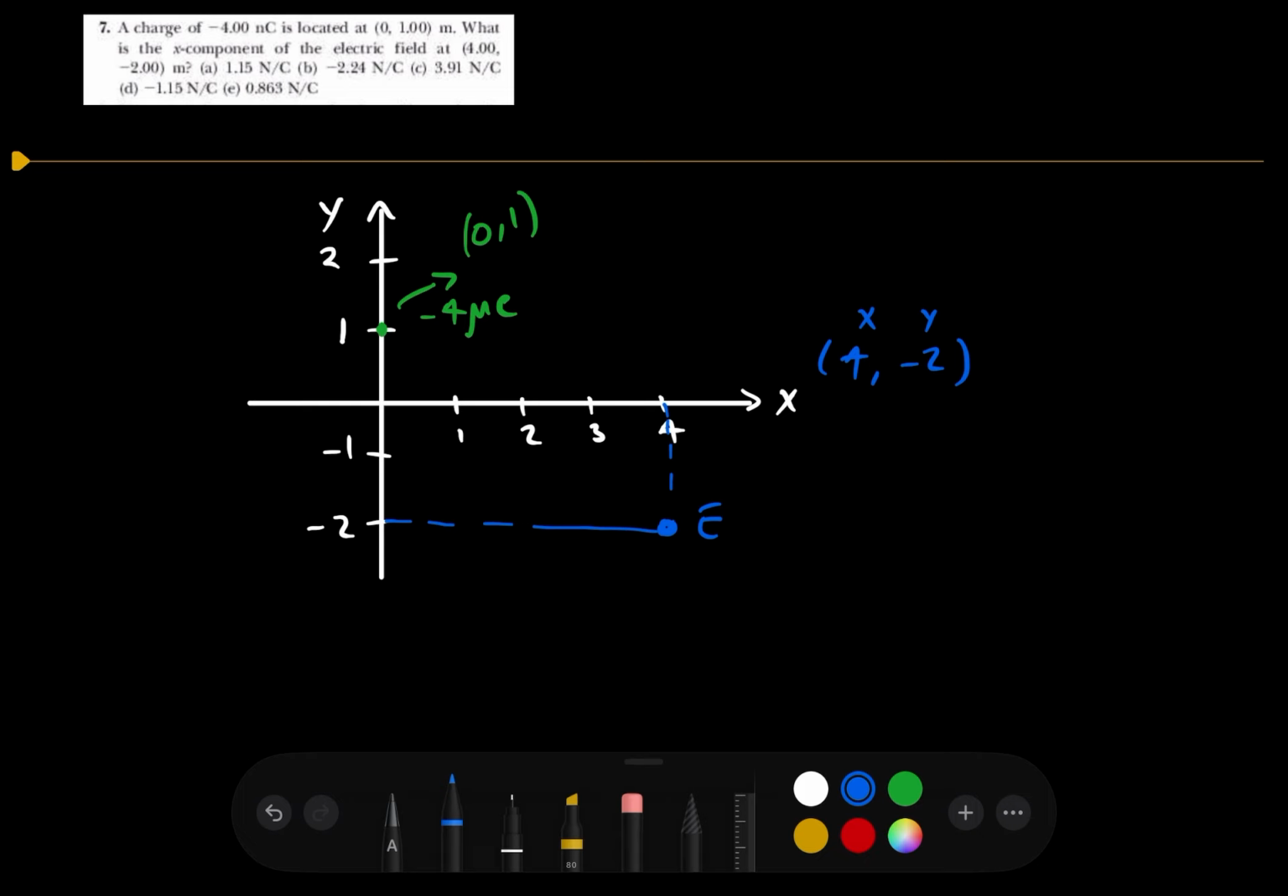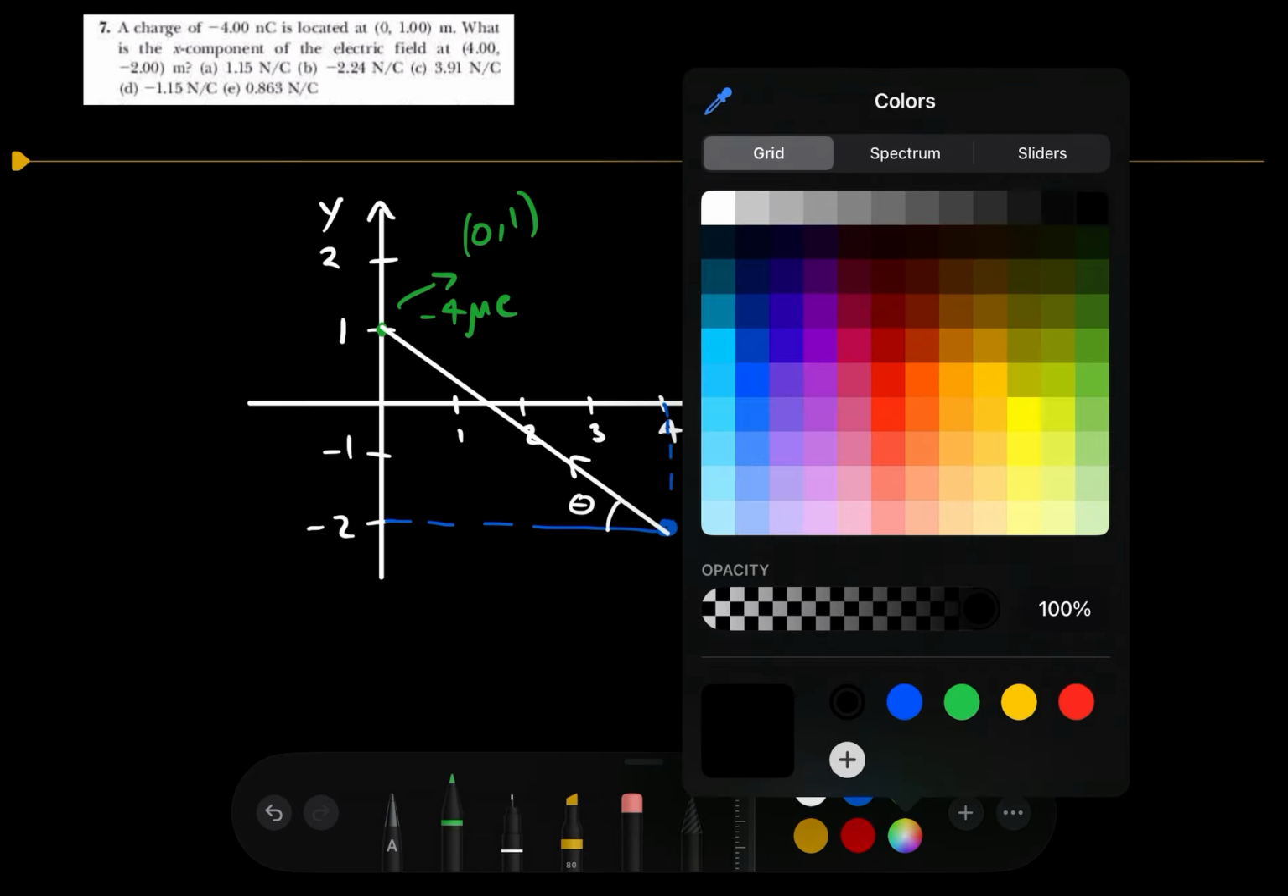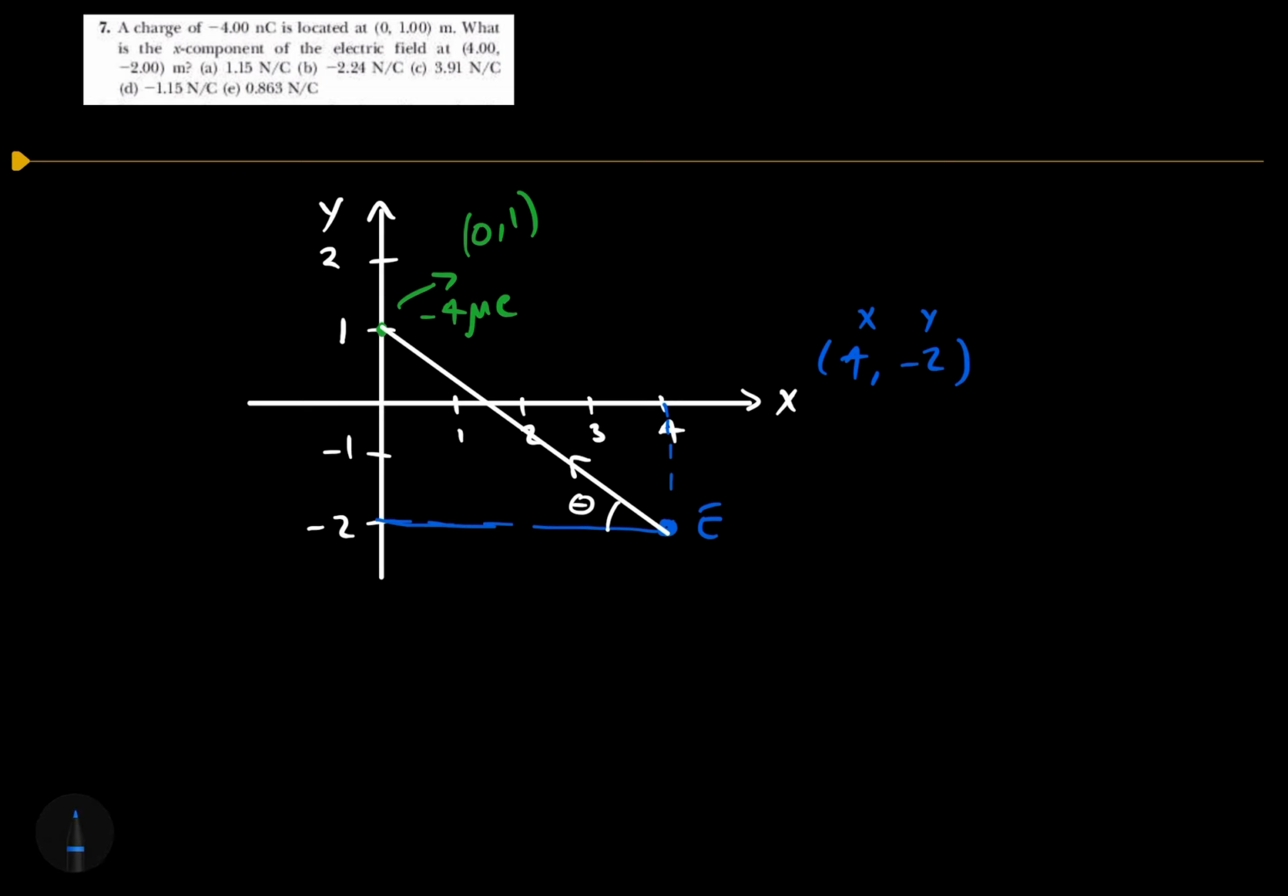The first thing you have to understand is this is a negative charge. So you would have a line coming inwards into that position. That would be the vector of this electric field, and as you can see, it's going at an angle of theta. It actually forms a triangle. The triangle would have a base going from 0 to 4, that would be 4 meters down here.